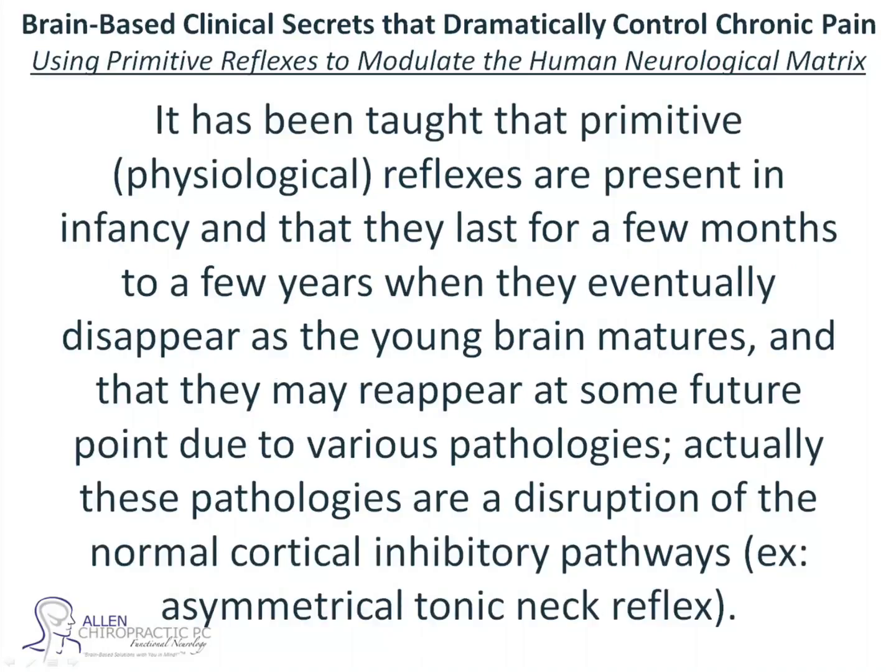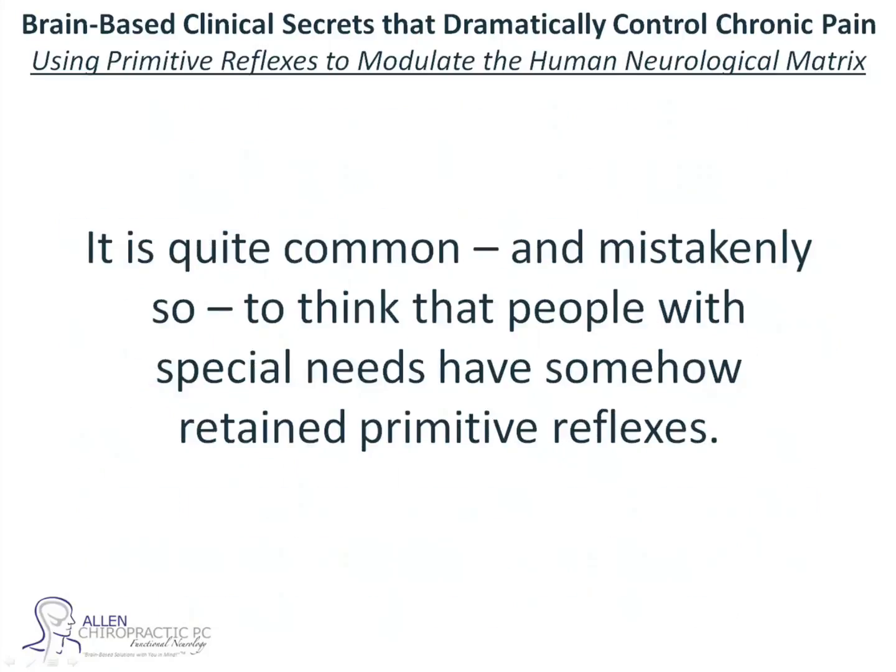It's been taught that primitive or physiological reflexes are present in infancy and that they last for a few months or a few years when they eventually disappear as the young brain matures, and that they reappear at some future point due to various pathologies. Actually, these pathologies are a disruption of the normal cortical inhibitory pathways. That is, you have a breakdown of the cortical control, which leads to the cortical release of the controls. And an example is the asymmetrical tonic neck reflex that we'll see in just a minute.